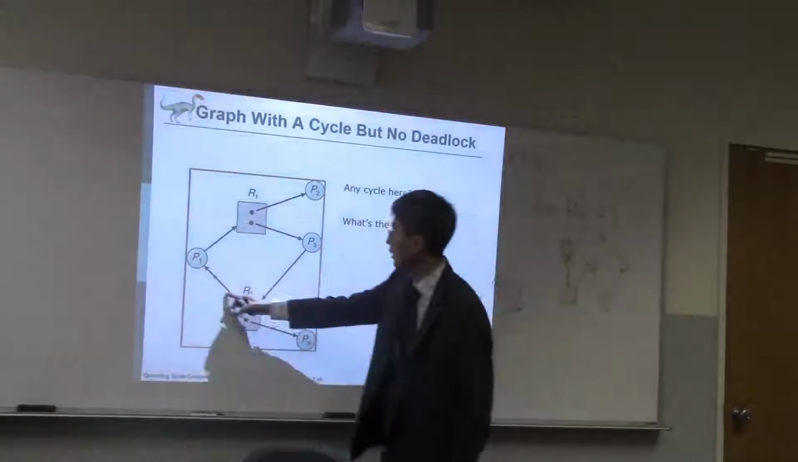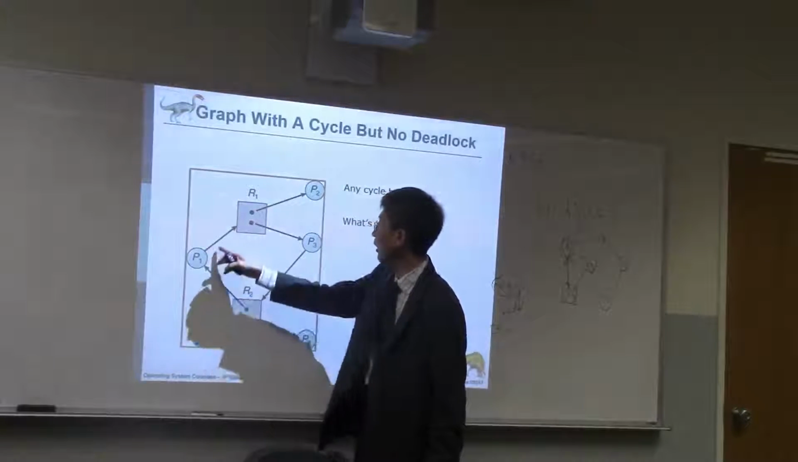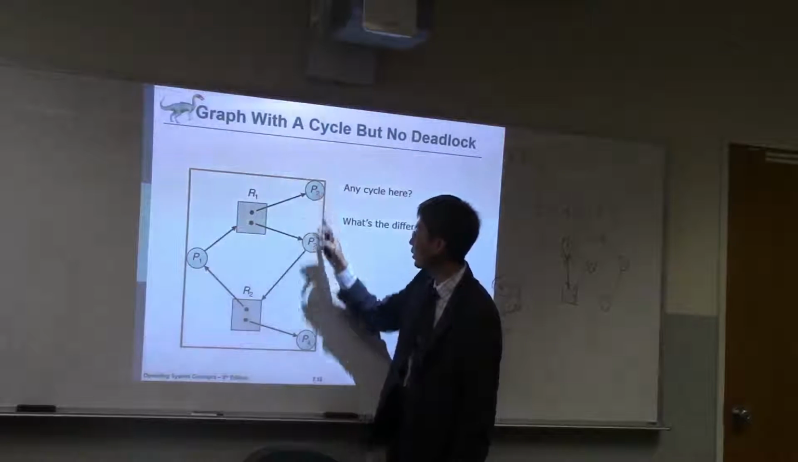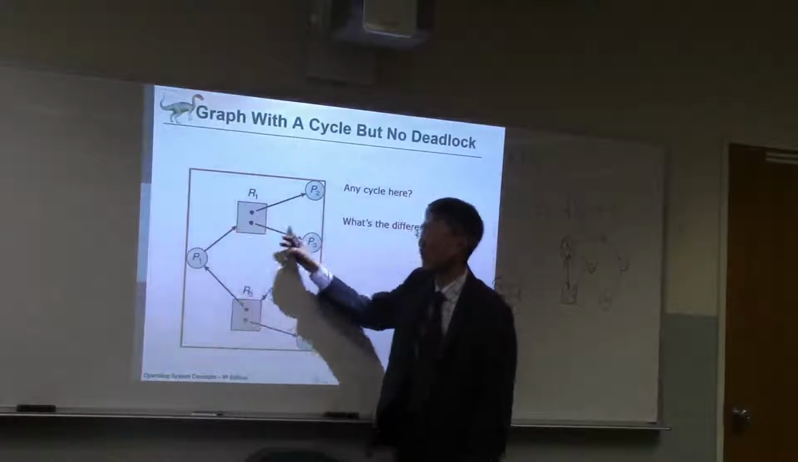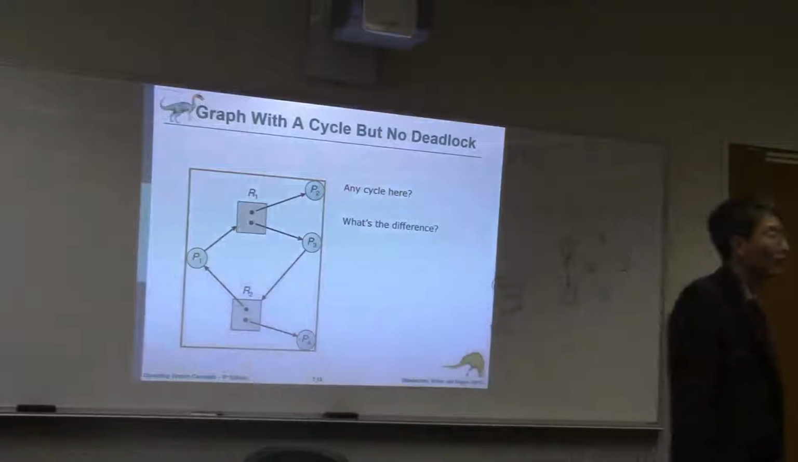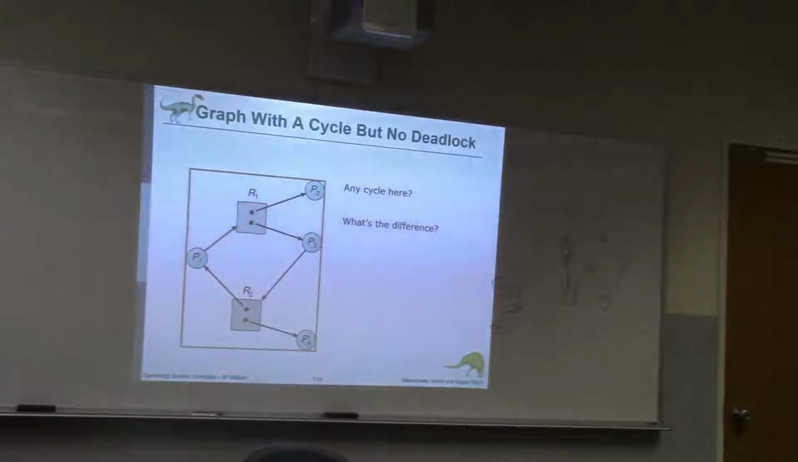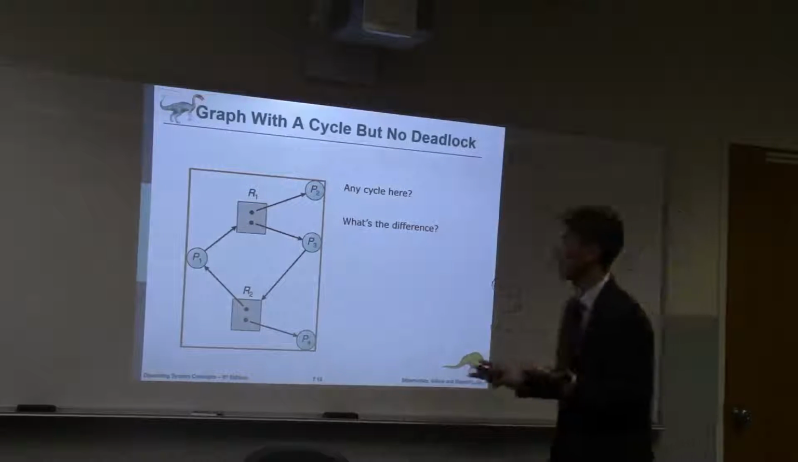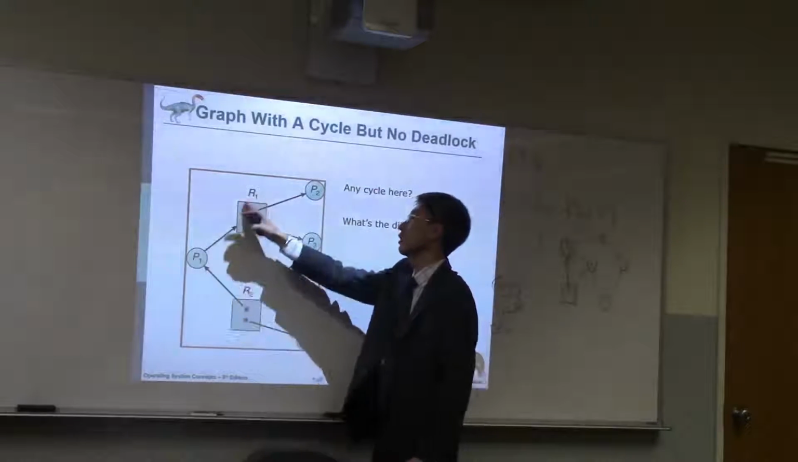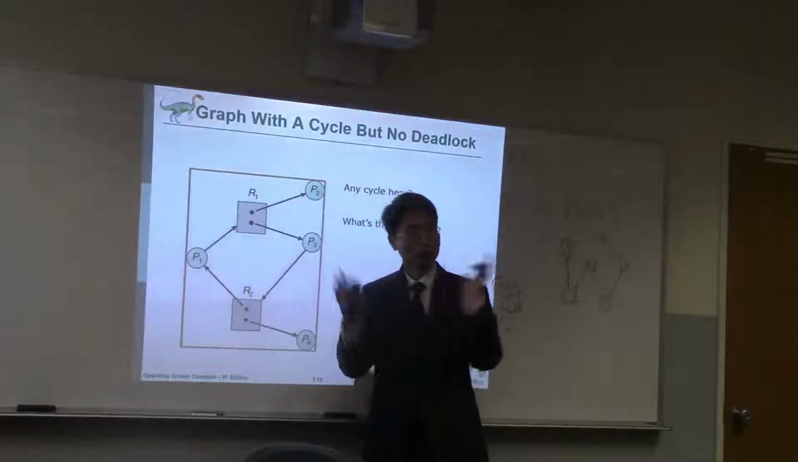What about this? P1 is holding R2 and requesting R1. R1 is held by P3 and P2, and they request R2. So we can find the circular waiting. But is this a deadlock? Probably not. Why? Because P2 will eventually be terminated, and also P4 will eventually be terminated. Once either P2 or P4 is terminated, P3 will get the lock, or P1 gets the lock of resource 1. So there might be no problem.